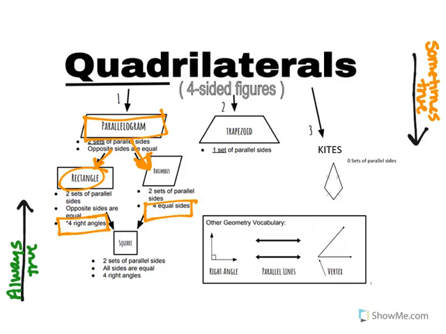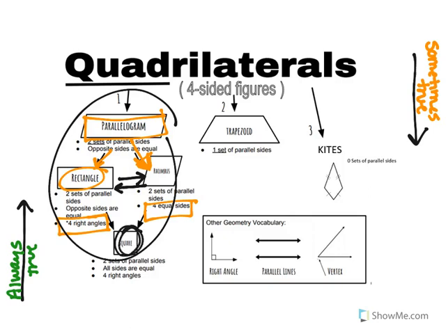Now, another example of sometimes true, and this is a tricky one, is within the parallelogram family: rectangles are sometimes rhombuses, and rhombuses are sometimes rectangles. It's when they share the same properties and become squares. So a rhombus is a rectangle when it has four right angles, making it a square. And a rectangle is a rhombus when it has four equal sides, making it a square. So that's kind of a tricky nuance that we will see sometimes.